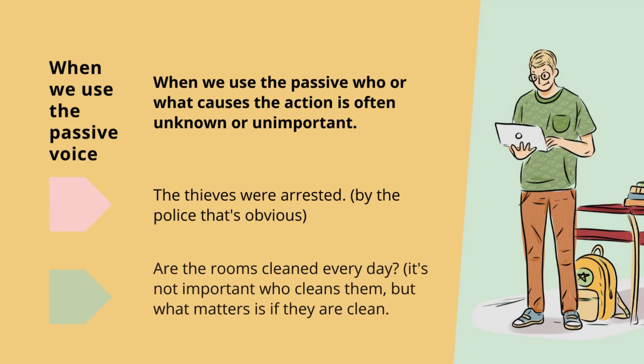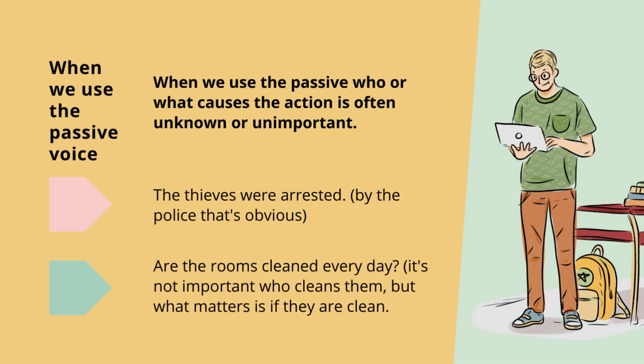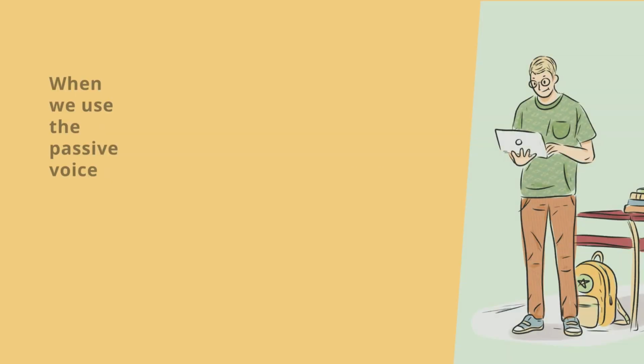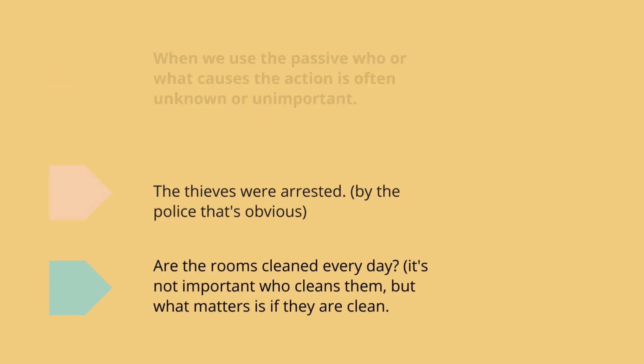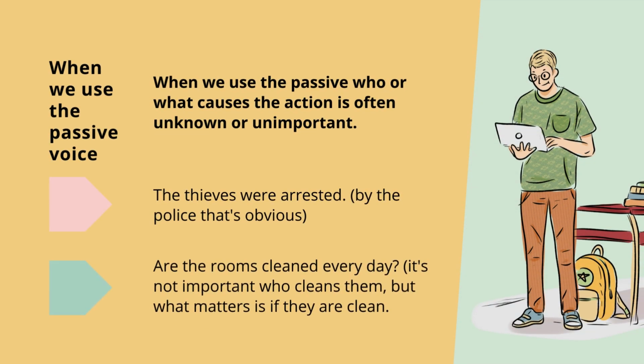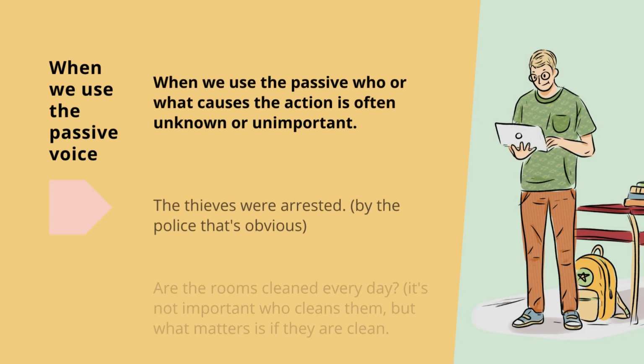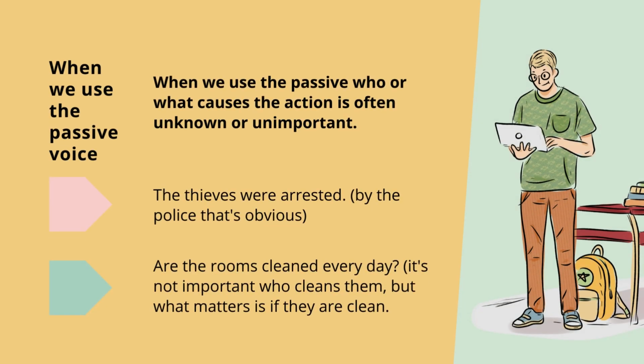When we use the passive, who or what causes the action is often unknown or unimportant. The thieves were arrested. By the police, that's obvious. Are the rooms cleaned every day? It's not important who cleans them, but what matters is if they are clean.